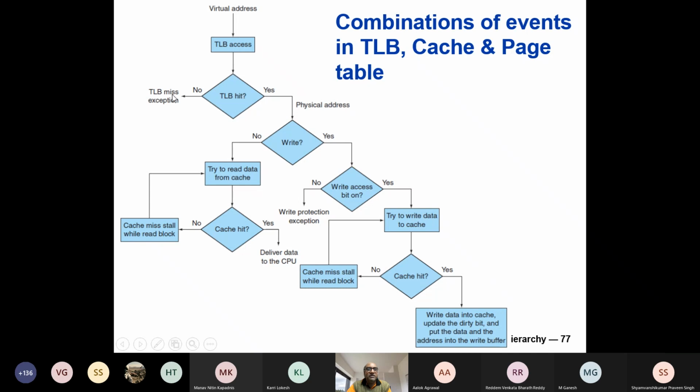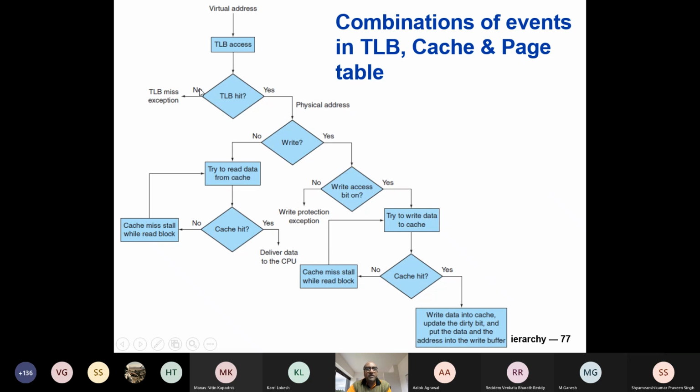Then, if it is a software way you can handle, the exception will be generated. Then we'll check the page table and all. If it is present in the page table, then the TLB will be updated. If it is not present in the page table, it means a page fault, then the page fault mechanism will take care, and then the corresponding page table and these things will be updated.